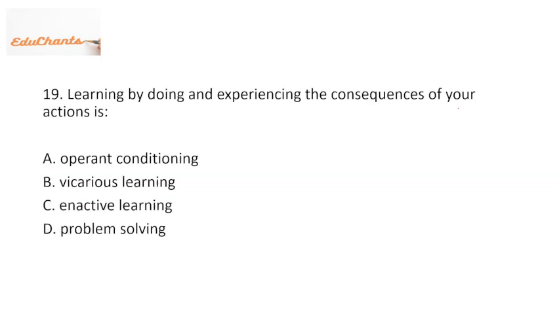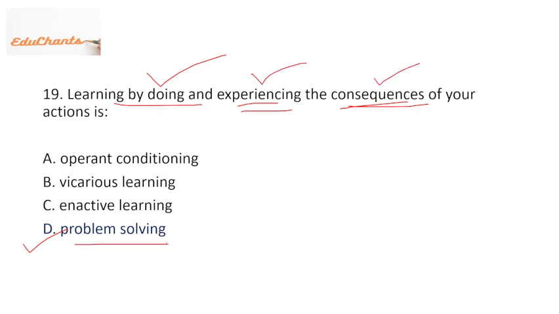Learning by doing and experiencing the consequences of your actions is. That means learning by doing. You are doing and you are learning at the same time, and with this you are gaining experience, and the consequence, that means result, is what? Result is in problem solving. That means if you have learned the skill of doing, skill of experience, and consequences will be problem solving. You have done already, you have experienced the thing, you have known the thing. Now you can solve the problem in your life.